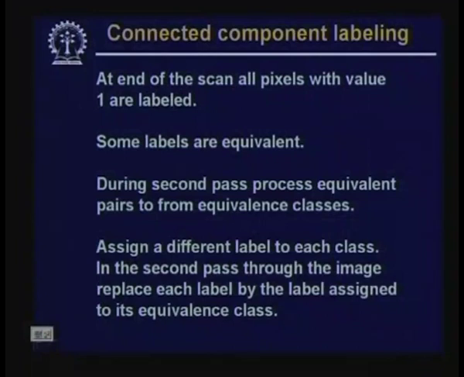After that I have to do a second pass over the labeled image, and all the labels belonging to a particular equivalence class, I have to replace with the label assigned to that equivalence class. So, you find that this component labeling algorithm is a two pass algorithm. In the first pass, you assign some labels and generate some equivalence pairs or equivalence relations, and in the second pass you do the final labeling of the object points, where different pixels belonging to the same region get the same label.